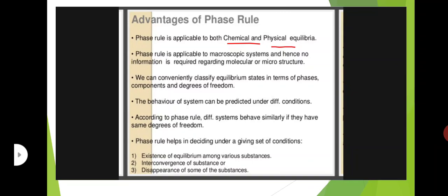According to the phase rule, different systems behave similarly if they have the same degrees of freedom. Phase rule helps in deciding, under a given set of conditions, the existence of equilibrium among various substances, interconversion of substances, or disappearance of some of the substances.